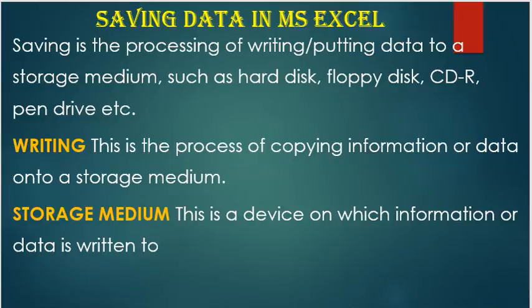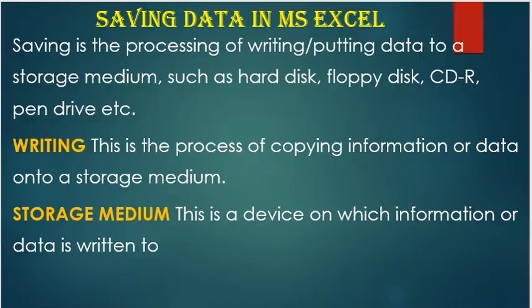Now let's look at the terms we mentioned earlier in our definition for saving. We made mention of writing and storage medium. In computing, writing is the process of copying information or data onto a storage medium. And a storage medium is a device on which information or data is written. We gave some examples like the hard disk and the rest.